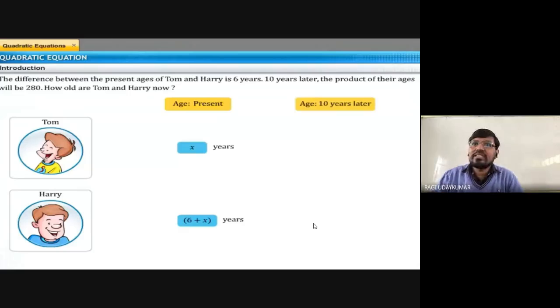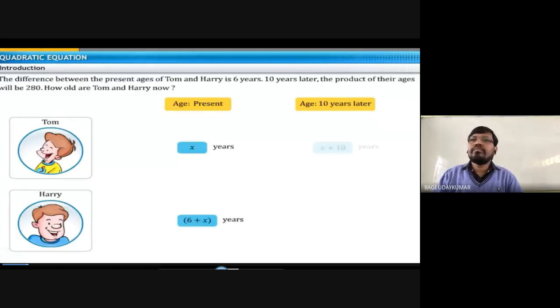We have to consider after 10 years. Can you tell me what is the age of Tom? Present age is x, so what is the age of Tom? Can you hear me? The present age of Tom is x years. Then what is his age after 10 years? 10 years later, x plus 10. Yes, x plus 10.